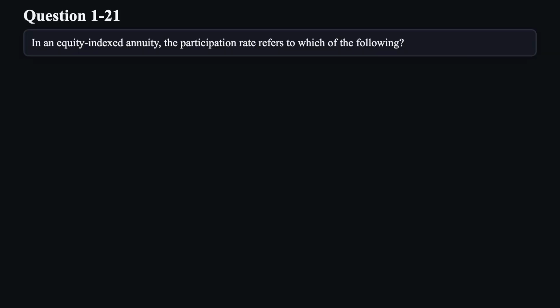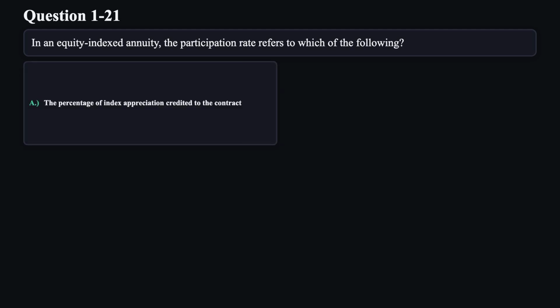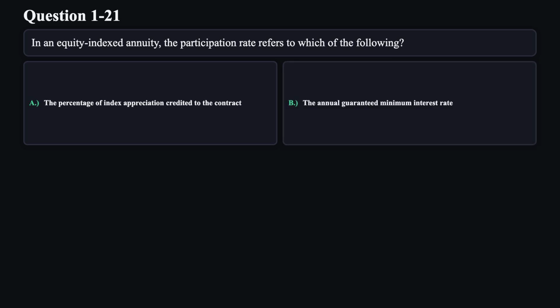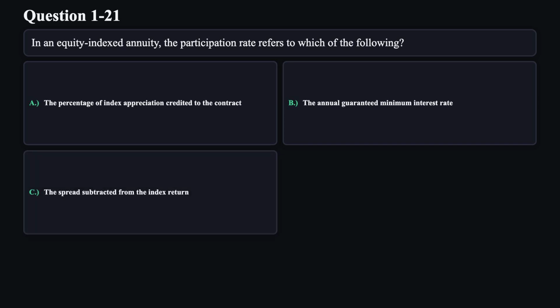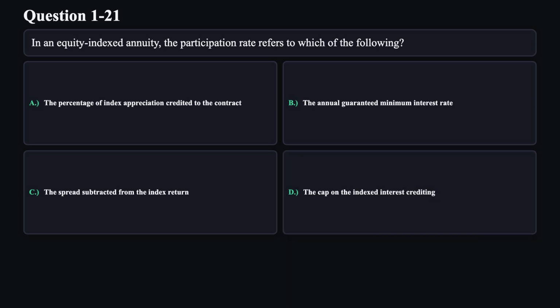Question 21. In an equity-indexed annuity, the participation rate refers to which of the following? A. The percentage of index appreciation credited to the contract. B. The annual guaranteed minimum interest rate. C. The spread subtracted from the index return. D. The cap on the indexed interest crediting.